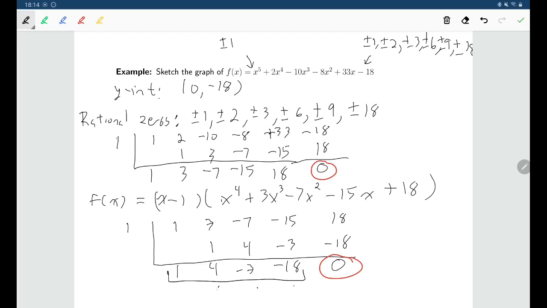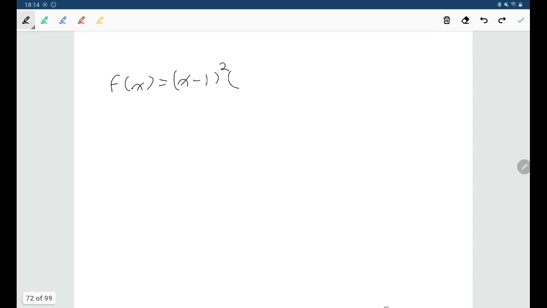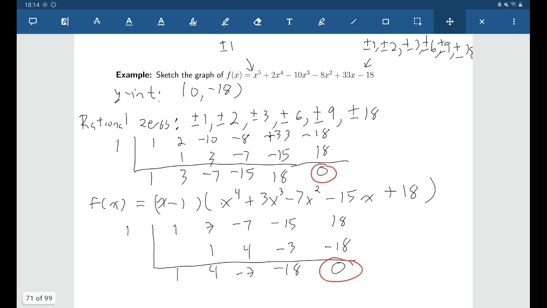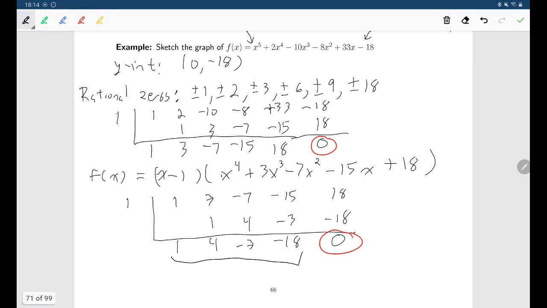Constant term, x squared, x cubed. So what's left over is x cubed, 4x squared, minus 3x minus 18. So let's just double check that we got our coefficients correct. 1, 4, minus 3, minus 18. Good, we've got those correct.